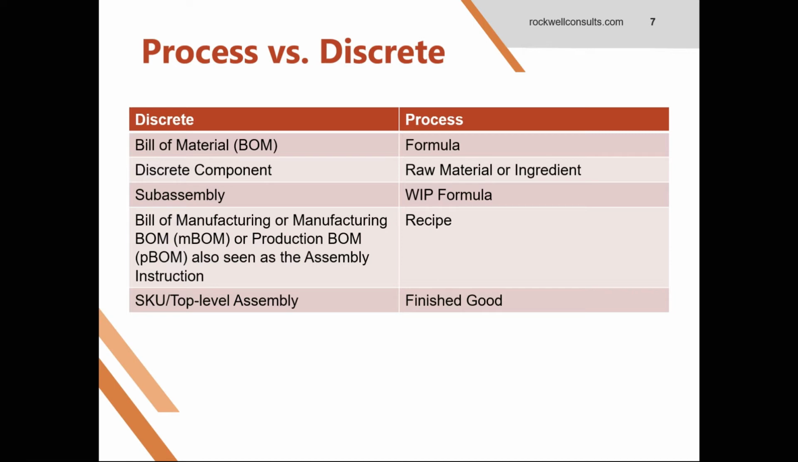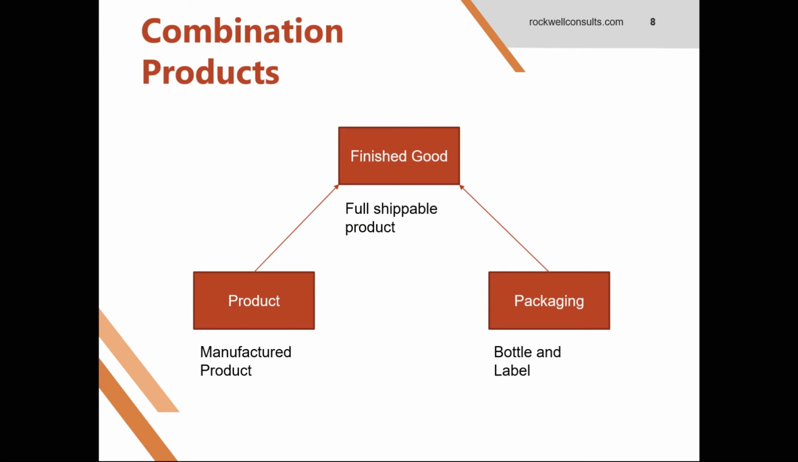Typically, in a processed product, there are discrete components as well, most notably the packaging of that product. Since this is the case, it requires both types of components to be managed by the PLM software. The formula becomes a subcomponent of the finished good, where the finished good is most often than not the final product shipped out the door.